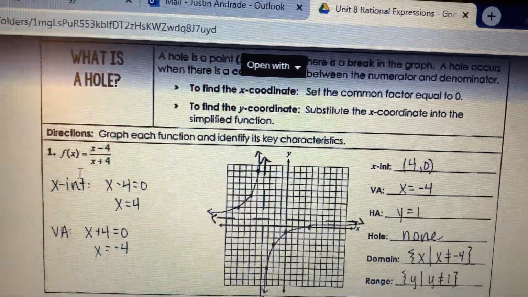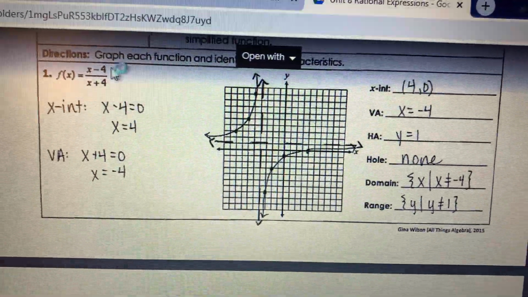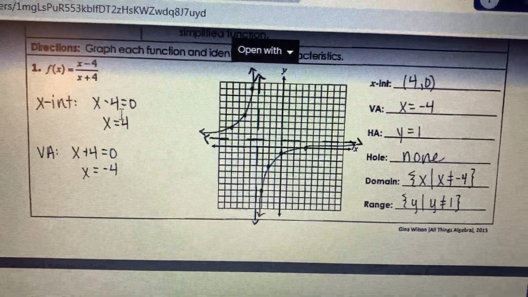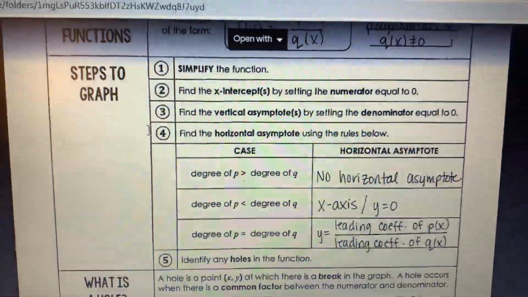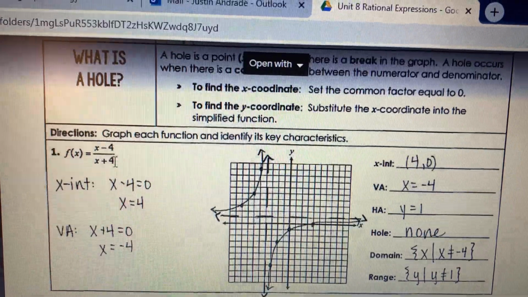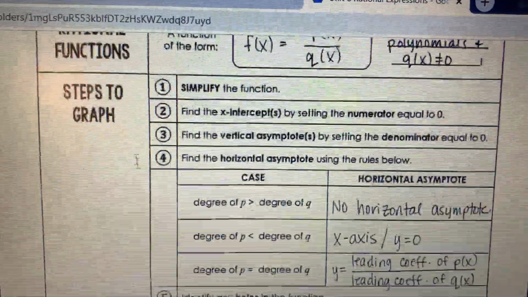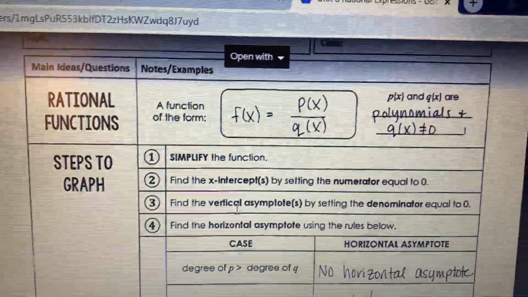Now, this is a polynomial rational function, right? We got a polynomial x minus 4 over x plus 4. And so step one, you need to simplify. Now, this one's already simplified. There's nothing to factor and cancel, right? And so that step one's already accomplished.